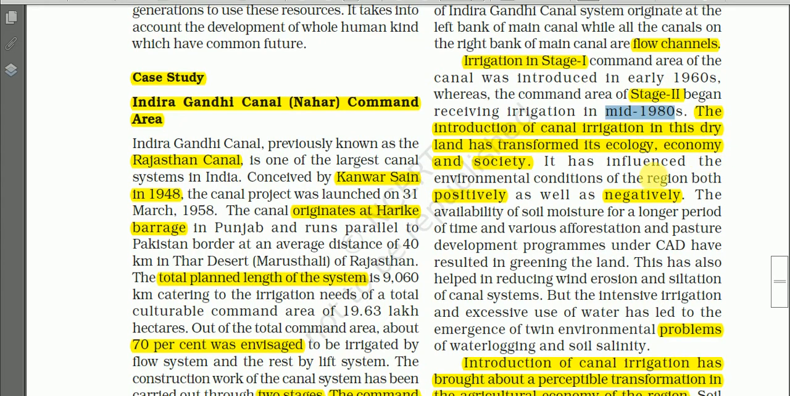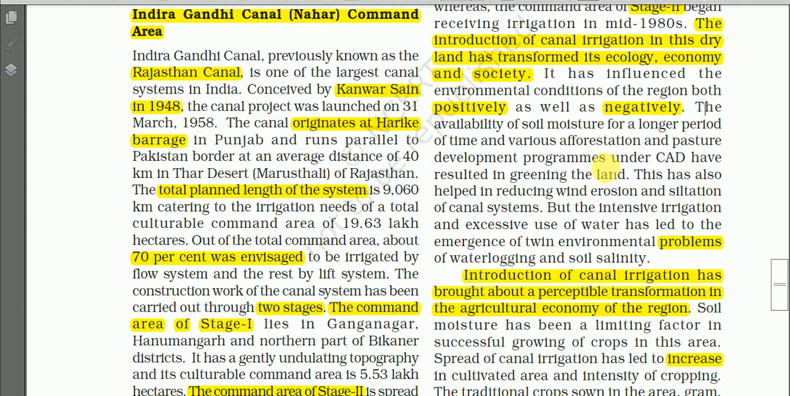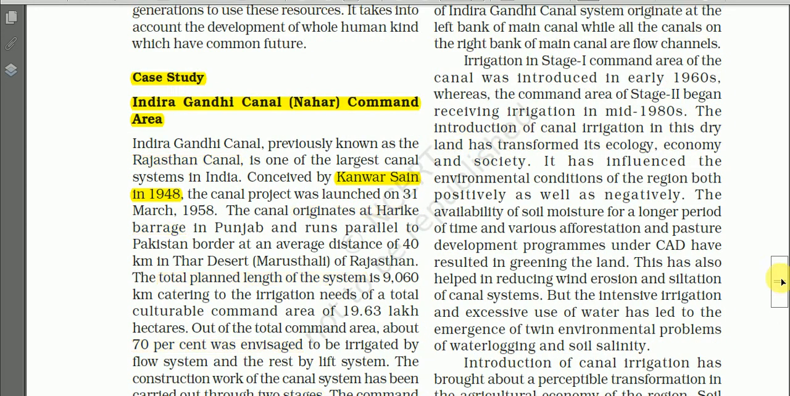Okay, so from this line onwards, we shall discuss the contribution and achievement of the Indira Gandhi Canal command area. So now let us examine the achievements or the contribution of the Indira Gandhi Canal project. This section is very important. From here up to here, these last two big paragraphs are very important for the examination.